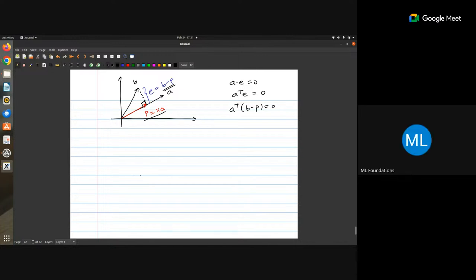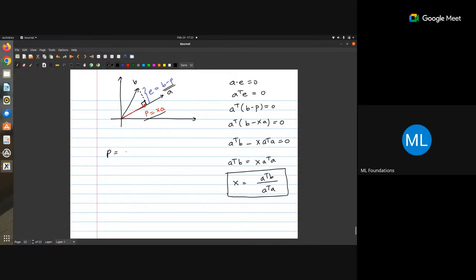Okay, so this P is what? A transpose times B minus XA, right? That is C. So if I expand this, what will it be? A transpose B minus, A transpose A, I can write. So that means A transpose B is equal to X A transpose A. And if I want to find X only, then it will be A transpose B upon A transpose A. So this is the fraction you are talking about.